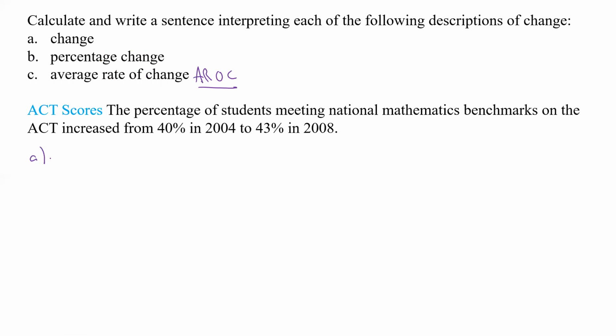Our ACT scores: the percentage of students meeting national mathematics benchmarks on the ACT increased from 40% in 2004 to 43% in 2008. What we want to do is first calculate the change. The change is just the latter minus the former, so we take 43 minus 40, and we get 3. That's 3 what? That's 3 percentage points.